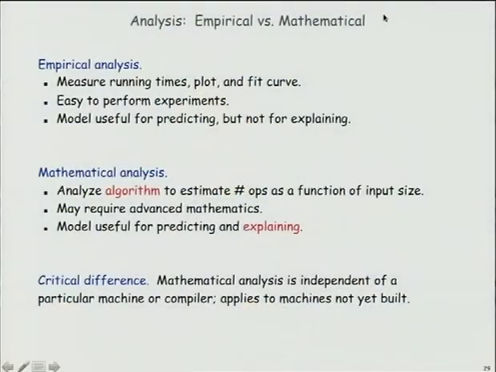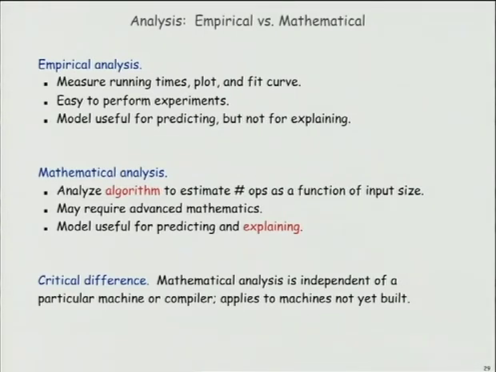So I actually want to summarize what we have so far. We have had empirical analysis. This is where we measure our running times by stopwatch. We plot it, we fit a curve. It's relatively easy to perform experiments. No matter what kind of algorithm you're running, if you can run it on your computer, you can perform an experiment. And it's useful for prediction, but you cannot really explain what's going on deep down below. You just have a number.